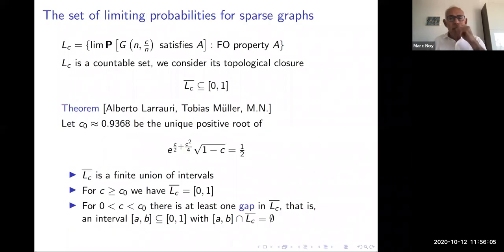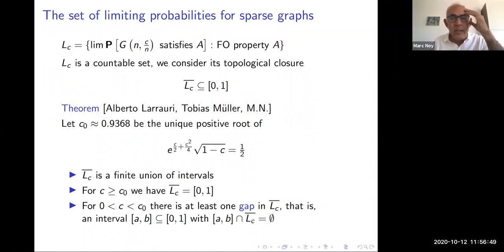Now, what we did here is we consider not a single first order sentence or property, but the set of all limiting probabilities for a given C. We consider the set of all limiting probabilities of first order properties, all of them. This is a countable set, because the number of sentences is countable, and it is symmetric with respect to 1/2, just by negation. And we consider the closure inside the interval 0, 1. And then we ask ourselves, what happens when you take the closure of the set of limiting probabilities?